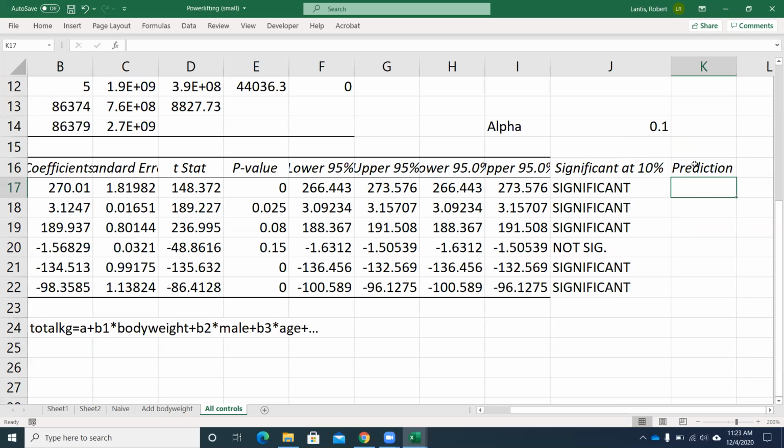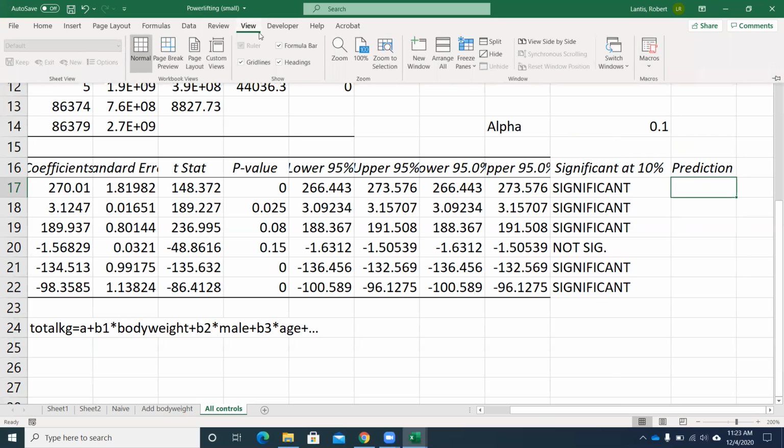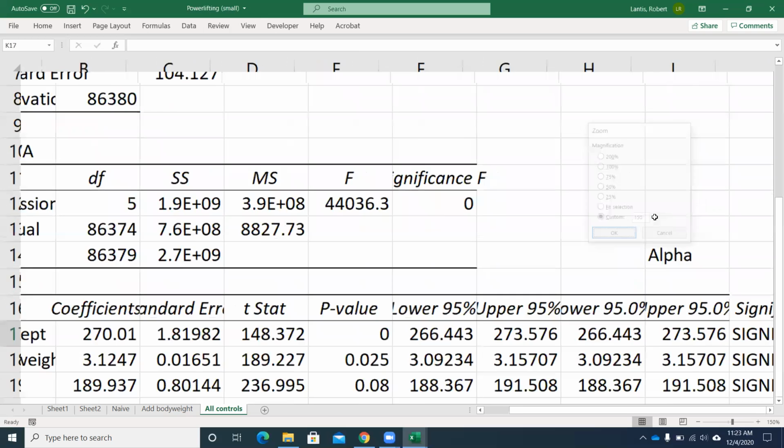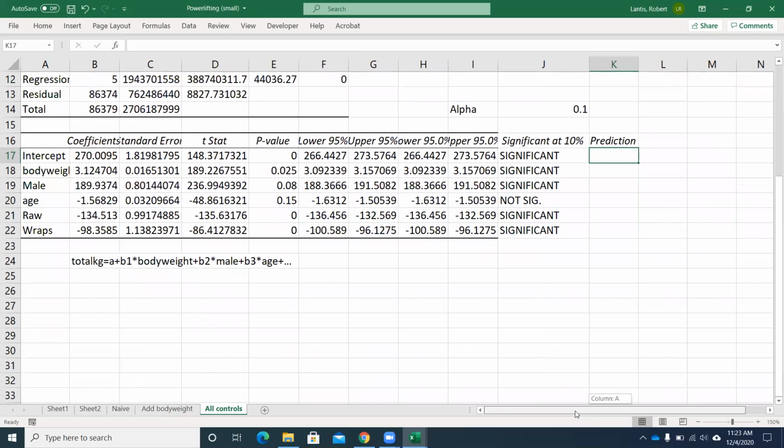I'm going to zoom out a little bit just so we can see everything on the same screen. I didn't think it would be quite that big, so apologize for that. So there we go. Let's say we've got someone who is, I don't know, 80 kilograms. They're male. They're, I don't know, 33. They lifted in the raw division, which means they didn't lift in the wrap division.